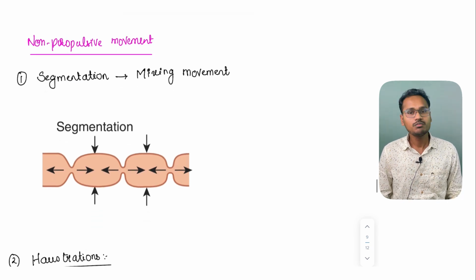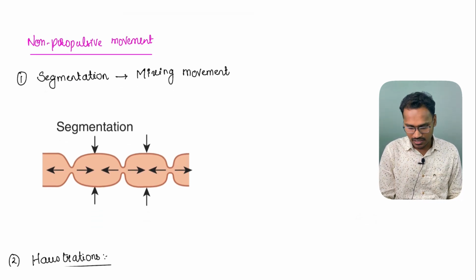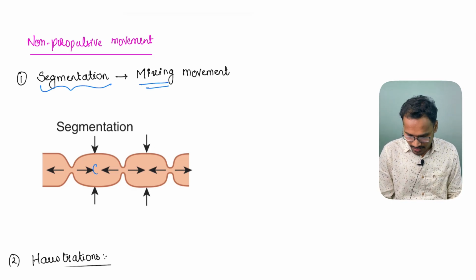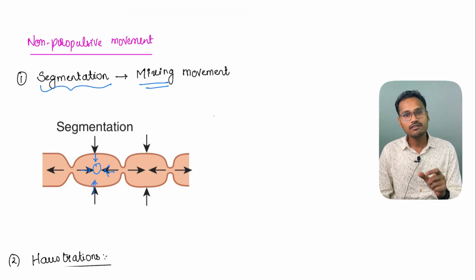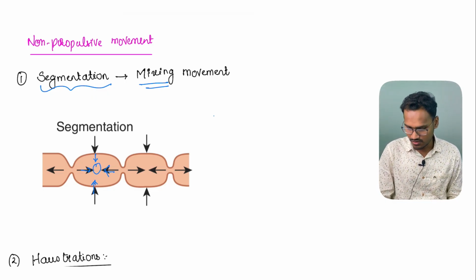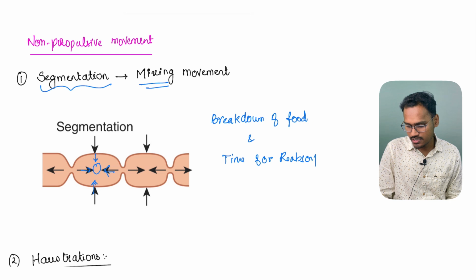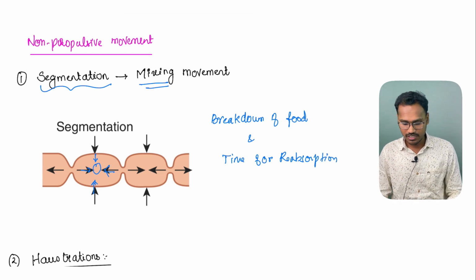Now next, coming to the non-propulsive movement, I told you segmentation is one of the most important movements. It is a mixing movement. What happens here is, the food bolus is at a point and force will be generated from all four sides. It should be the dominant motility because it will help to break down the food and it will give time for reabsorption. So both things happen in the segmentation process.